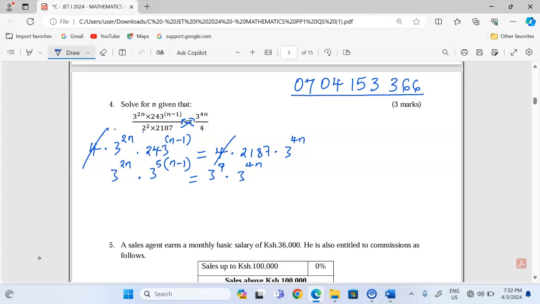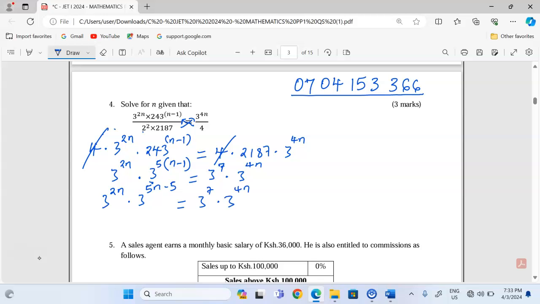After this, we can apply what we call the product law of indices at this point, so that we have 3 power 2n multiplied by, we just multiply the powers such that we get 3 power 5n minus 5. Then this is the same as 3 power 7 multiplied by 3 power 4n.